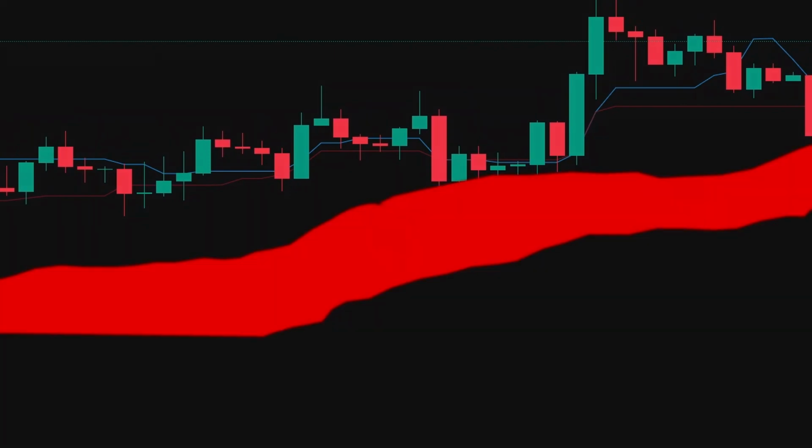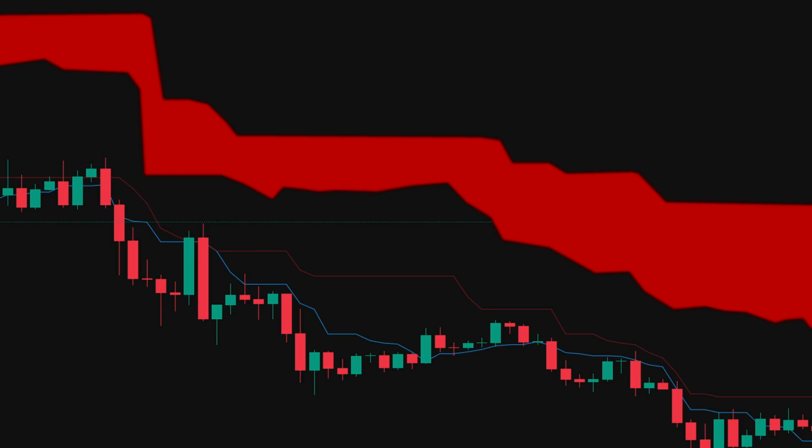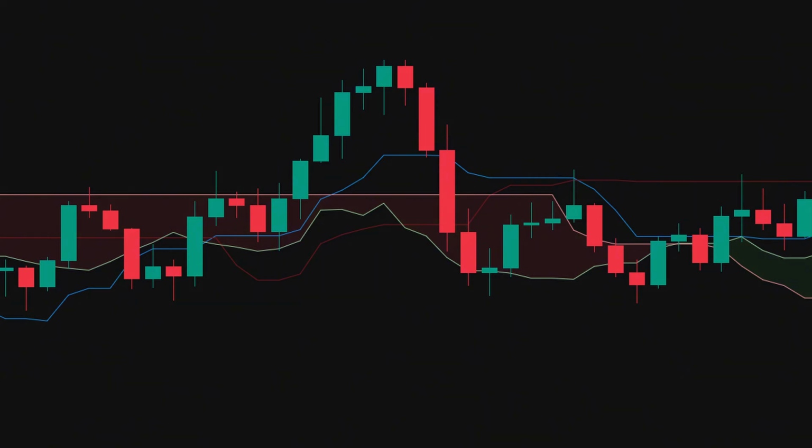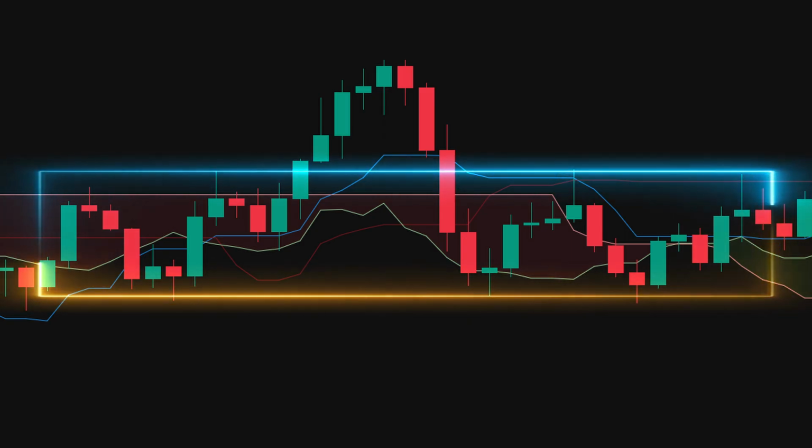The cloud's color matters too. A green cloud, when span A is above span B, signals an uptrend. A red cloud forms when span A is below span B, indicating a downtrend. If the price is inside the cloud, the market is in a range, so it's best to avoid trading.